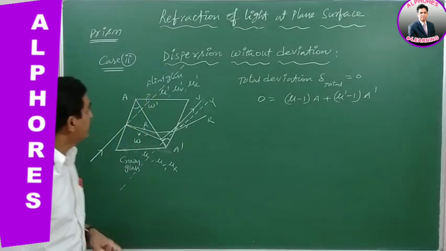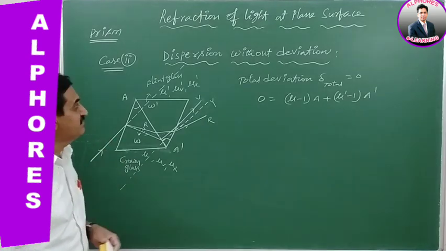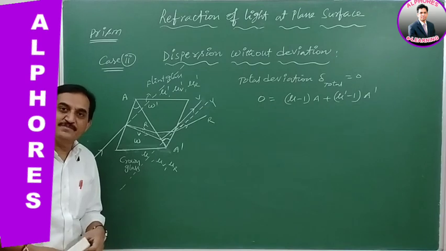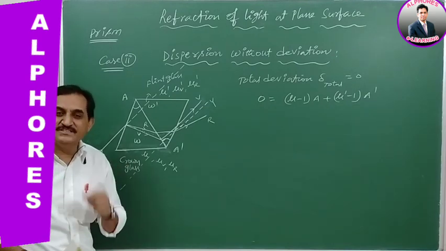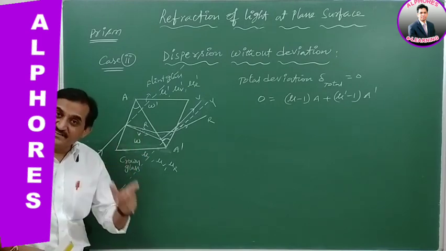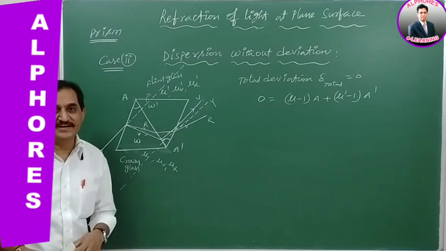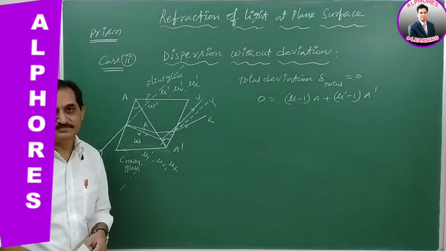Next, let us go for another case, case 2. That is dispersion without deviation. Again, we are using a combination of two prisms. For what purpose? Out of two results, dispersion and deviation, one should be nullified. Only one will give the result.